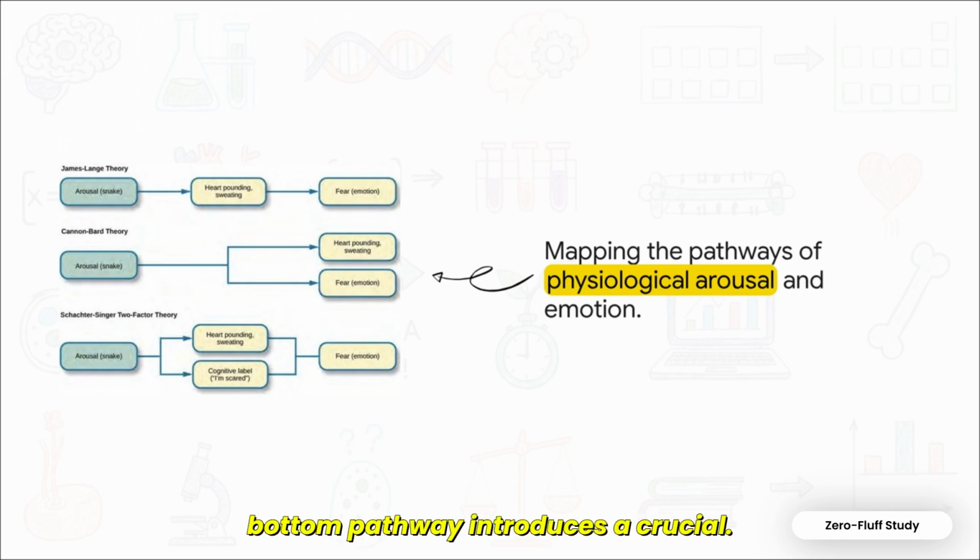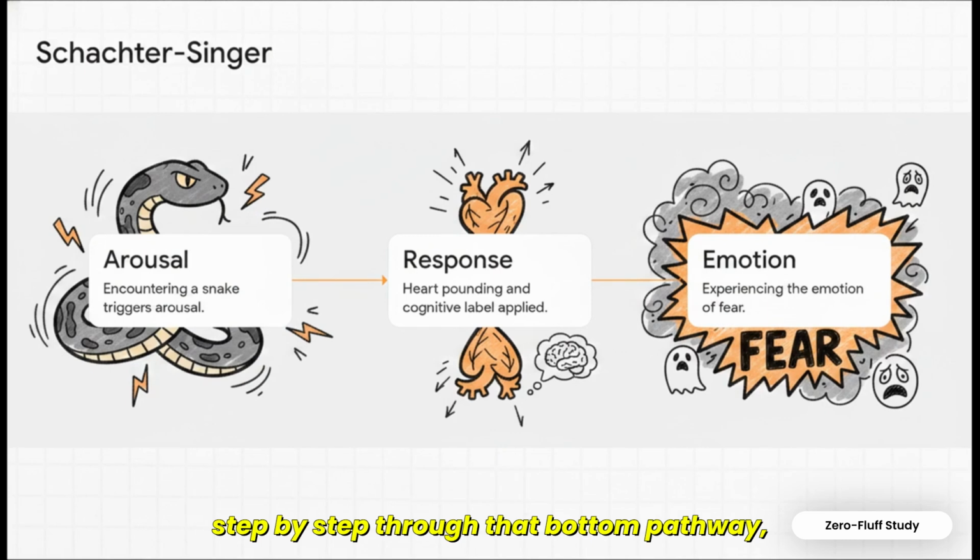But the bottom pathway introduces a crucial cognitive element. Let's actually walk step by step through that bottom pathway, the Schachter-Singer two-factor theory. First, you see a snake, and that triggers arousal. Step 2 is where the magic really happens. Your heart is pounding, sure, but you also must consciously apply a cognitive label to the situation. You literally have to tell your brain, I'm scared. Only when the physical arousal and that cognitive label act together do you finally experience the resulting emotion of fear.